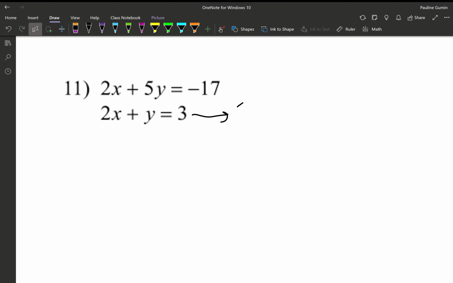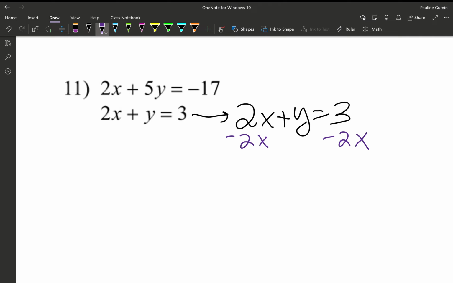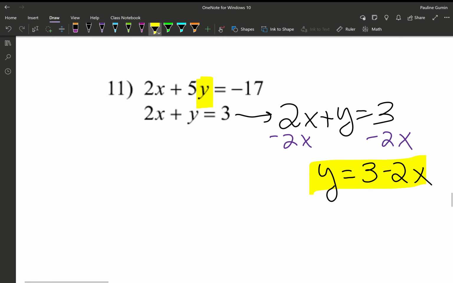Aha! 2x plus y equals 3. I'm going to subtract 2x from both sides to move it over. Now, I can't actually subtract 2x from 3, but I'm going to write 3 minus 2x, because that is the furthest we can go. So now I have a y equals that I can plug into that top equation.